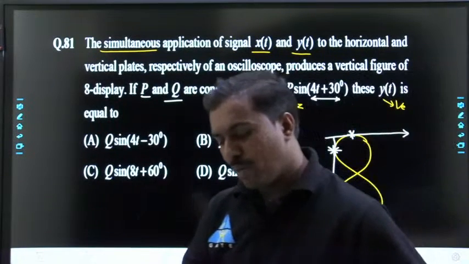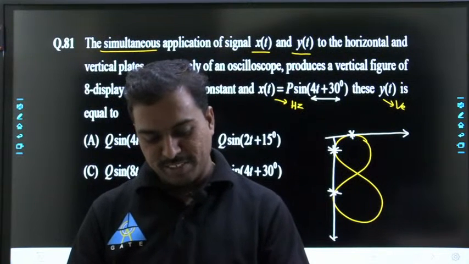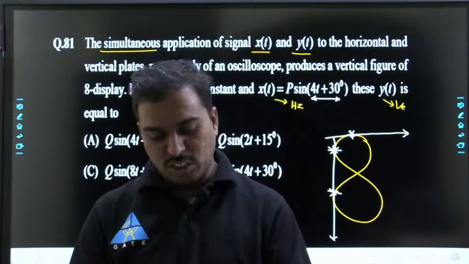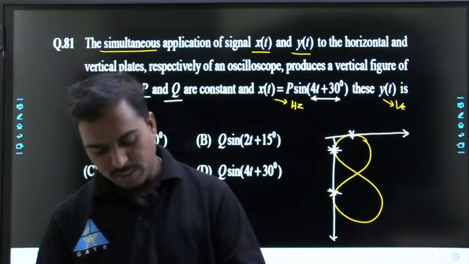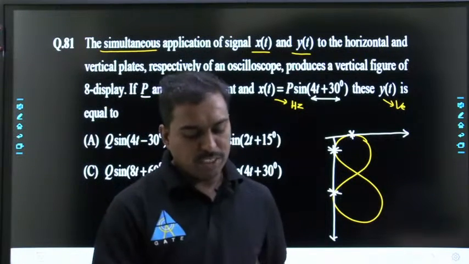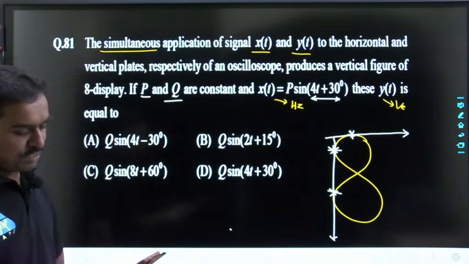Which books must an instrumentation student read? A.K. Sahani textbook. You can read the A.K. Sahani textbook. Yeah. Thank you sir for all your efforts.